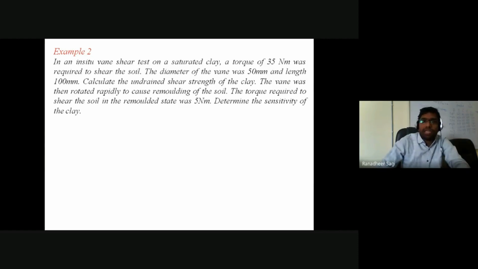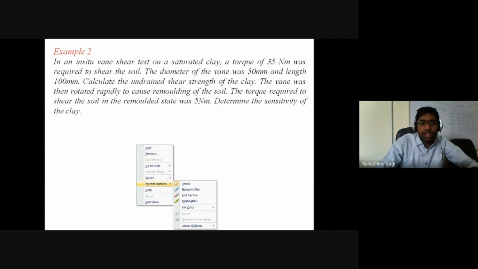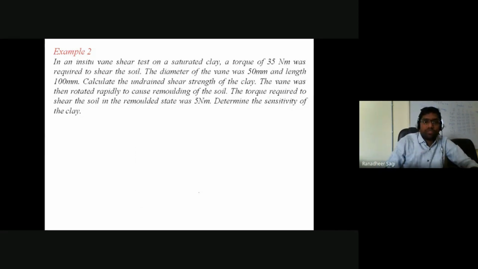So what we are ultimately required to do in this problem is to determine the sensitivity of the clay. So how do we determine the sensitivity of the clay? We say sensitivity S_T is nothing but the undrained cohesion in the undisturbed state to that of the undrained cohesion value in the remolded state. This is one way I can define it.